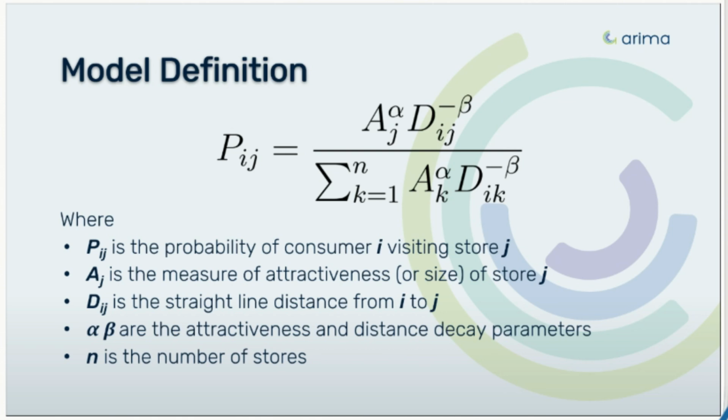And same thing with attractiveness. If something is really, really not attractive, you're probably just not going to consider that place at all. So therefore, there is that decay parameter. And then finally, n being the number of stores. So really, you're looking at the overall attractiveness of the location divided by the attractiveness of all the locations there are in total.